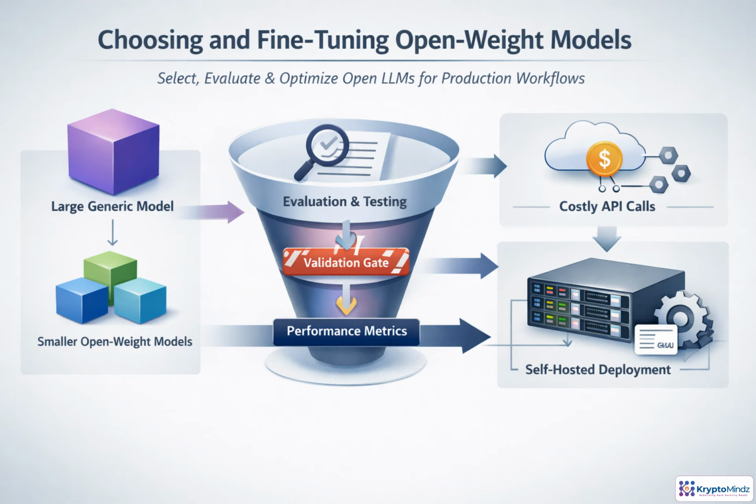The smartest LLM strategy is not always choosing the biggest model. For narrow, repeatable workflows, a smaller open-weight model can be cheaper, faster, and just as accurate. If you choose it carefully, fine-tune it well, and validate it before production.